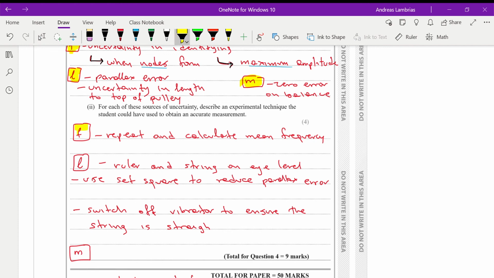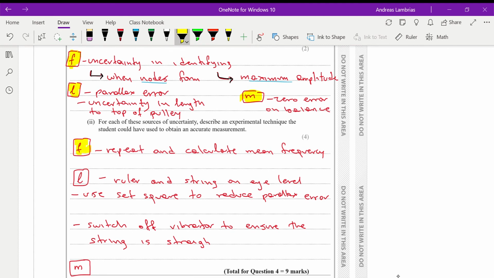Again, starting from the frequency uncertainties, which are hard to identify the nodes and the maximum amplitude. What do we do to make this more accurate? We just repeat and calculate the mean frequency. We repeat the same thing, trying to find the frequency that gives us a standing wave. We do this, let's say, 3 times, and then we find the mean. Now, when it comes to length, we said that parallax error is one of the problems. How do we solve the parallax error? We just make sure that we take the reading from eye level.